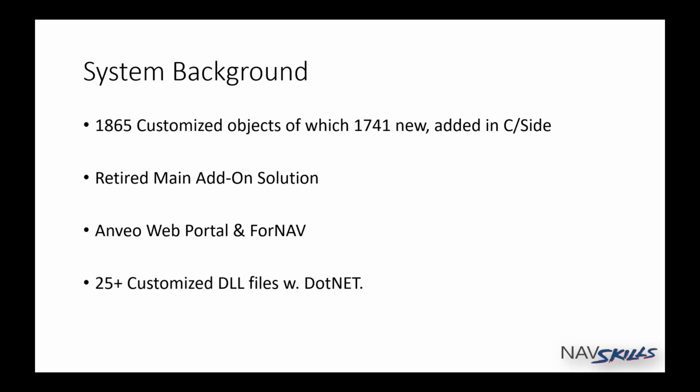Our database has no less than 1,865 customized objects, of which 1,741 are new, added in Seaside. So we have 120 customized base NAV objects, which is not entirely fair, because the first thing we did when we moved to NAV 2018 is we moved all of our page changes to an extension. So all of the changes we did to NAV pages are already in an extension, and the other 120 changes are table changes and some basic changes to code units.